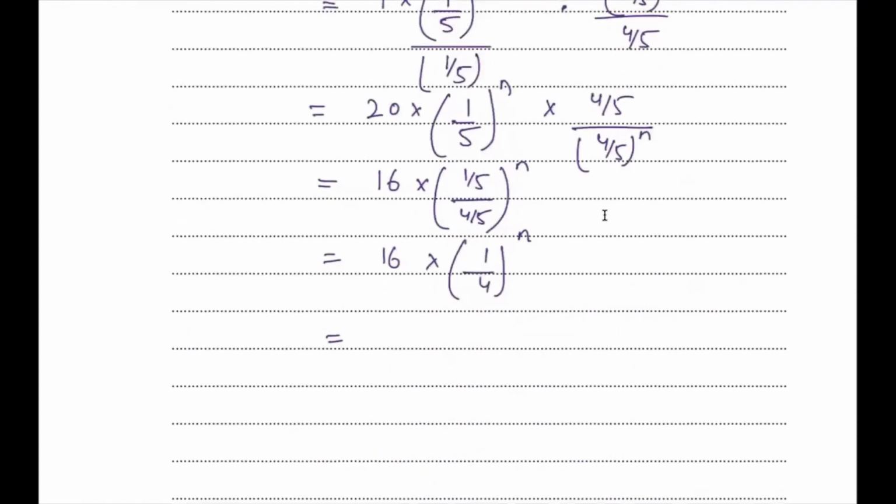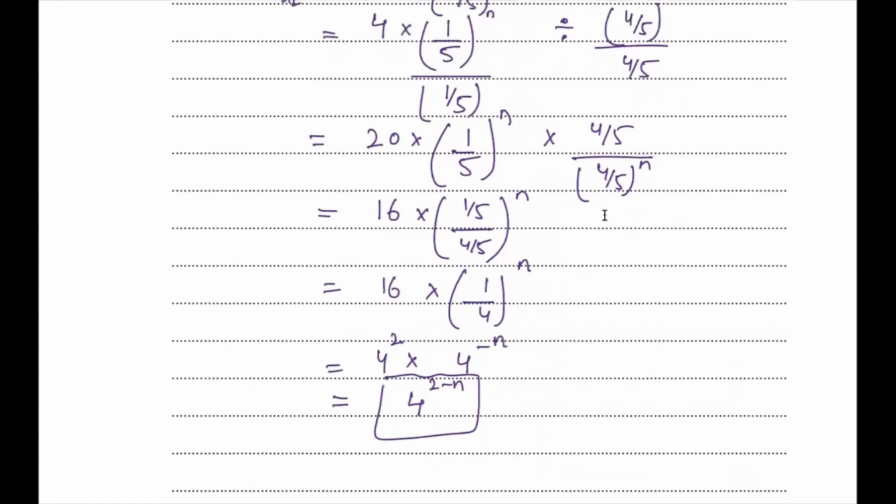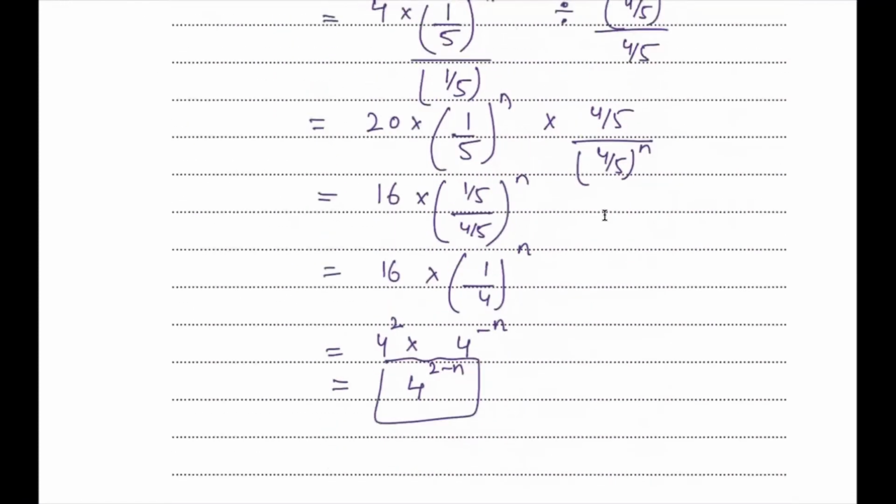So I'm going to convert 16 as 4 square, and this is going to be 4 to the power of minus n. So when the bases are the same and are being multiplied, when you add the powers, you get 4 to the power of 2 minus n, which is, okay, it should be 4 to the power of n minus 2. Okay, which is 4 to the power of 2 minus n.